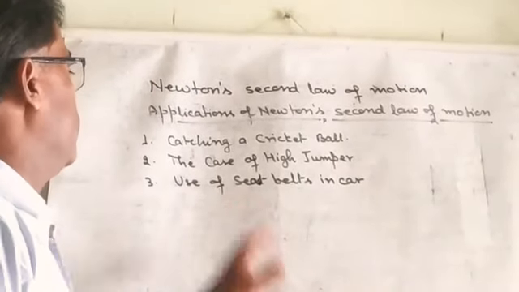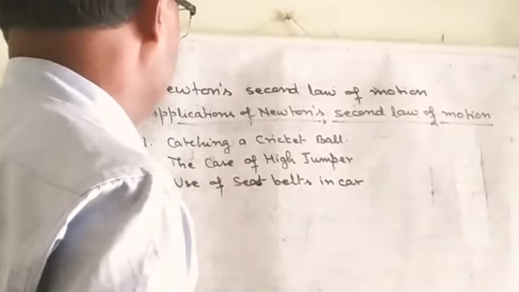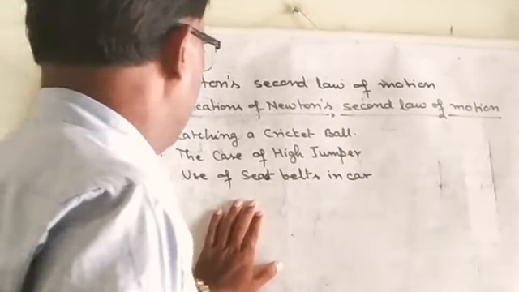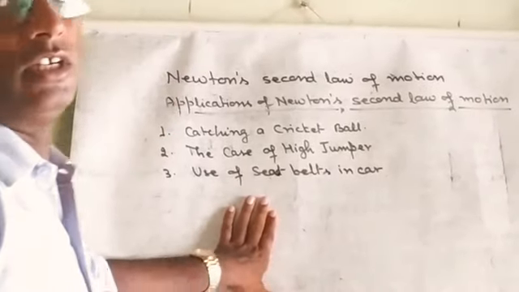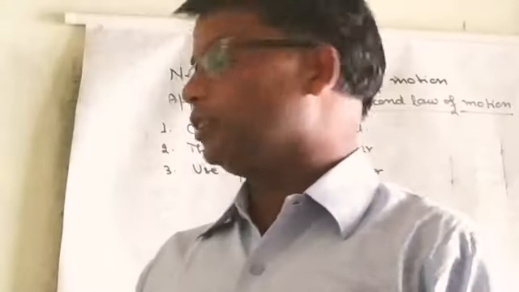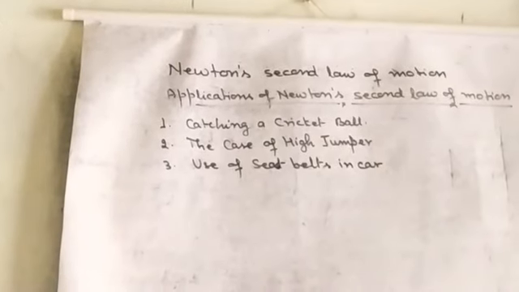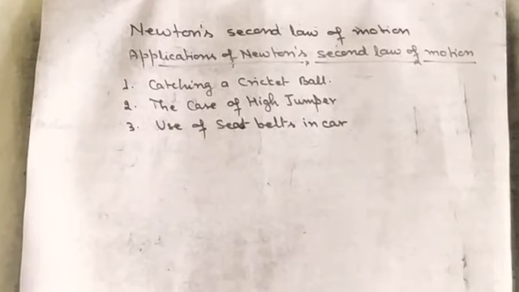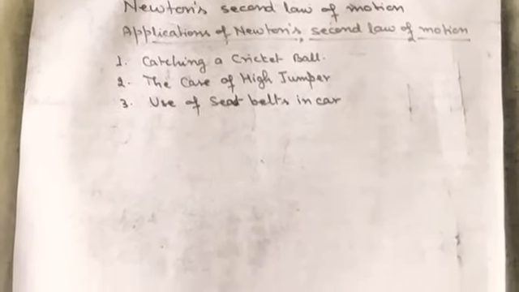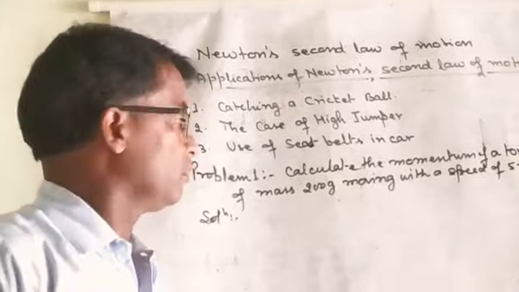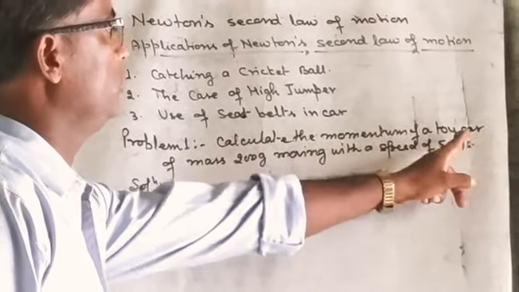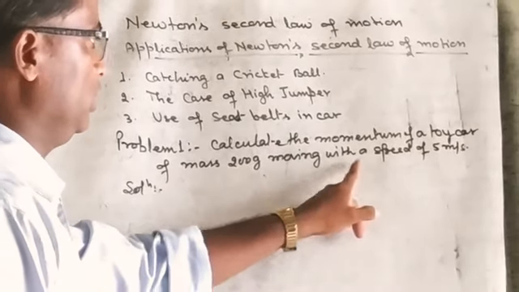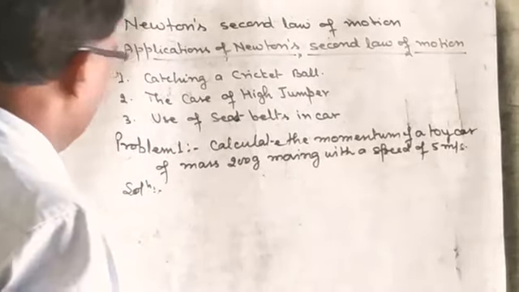These are the applications of Newton's second law of motion: catching a cricket ball, the case of high jumpers, and use of seat belts in a car. After this I will discuss numerical problems based on momentum and Newton's first and second laws of motion. You see here, calculate the momentum of a toy car of mass 200 gram moving with a speed of 5 meter per second.